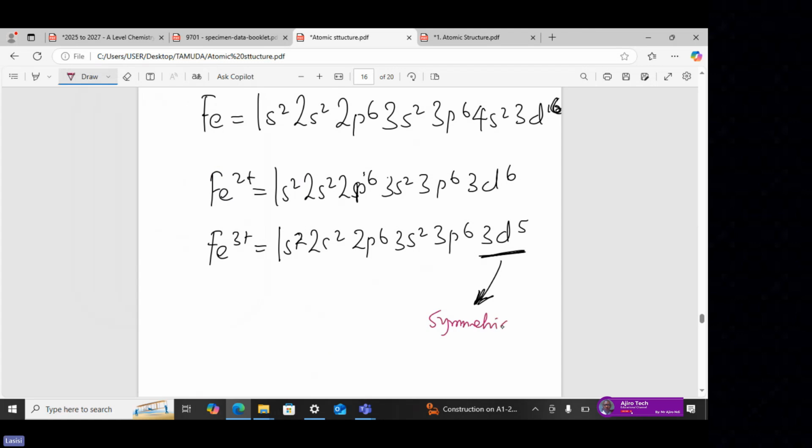Do you agree? Yes. Why is iron 2 not stable? 3d6, what do you call this? Electron pair repulsion. Do you agree to that? Others have 1, 1, 1. Only one has 2. Yes, that one has a pair and others are 1, 1, 1. Exactly. So iron 2 is not stable at all.